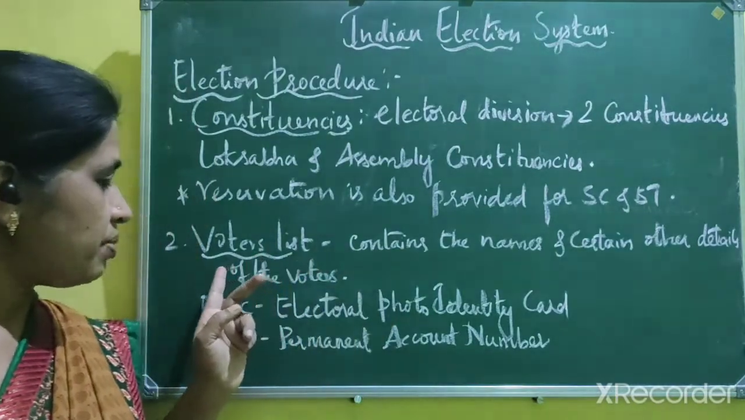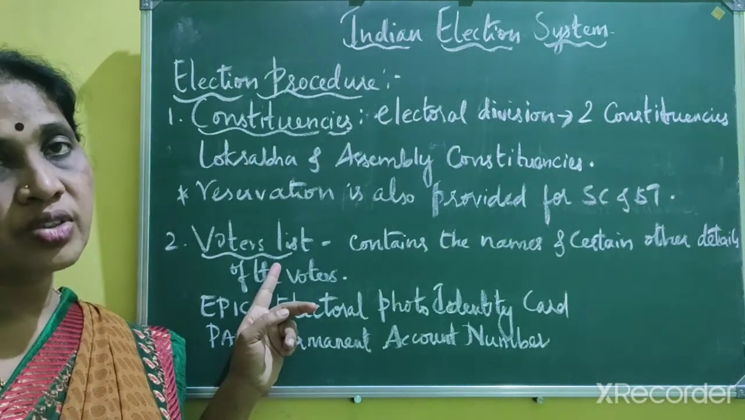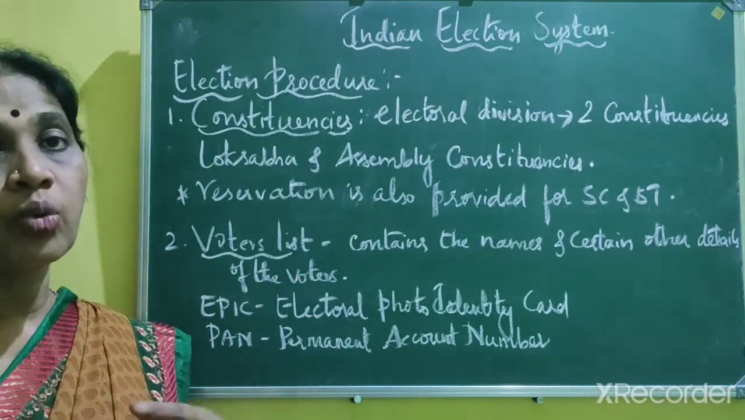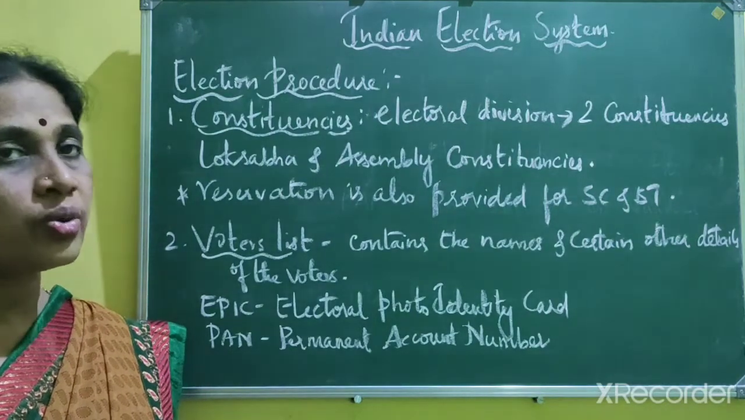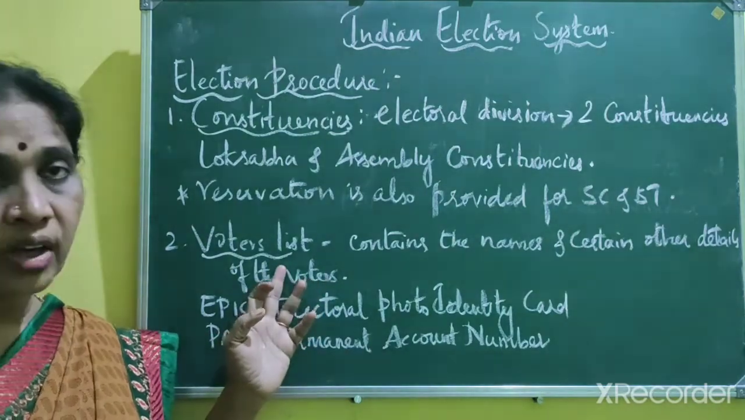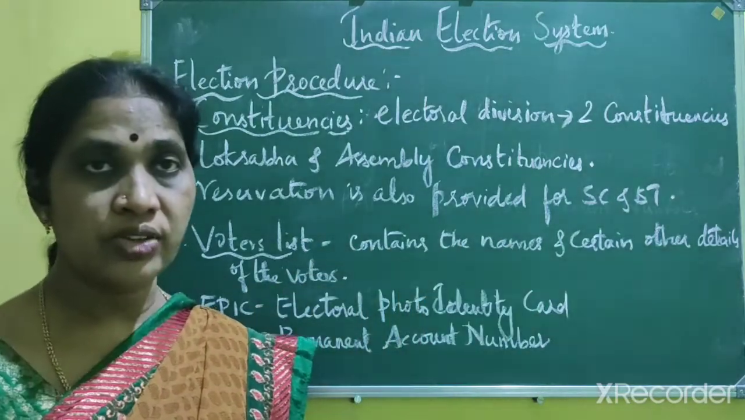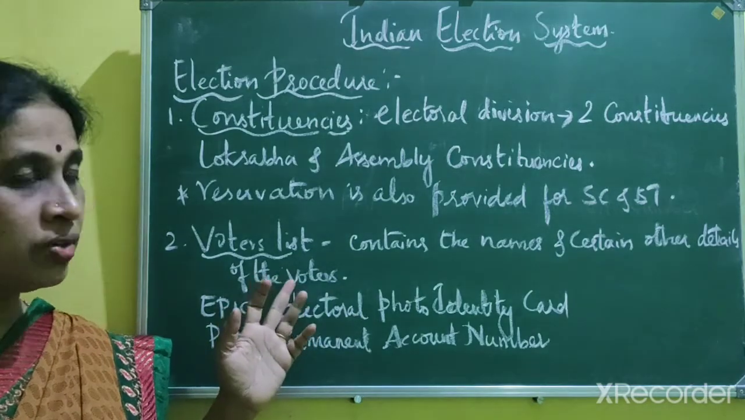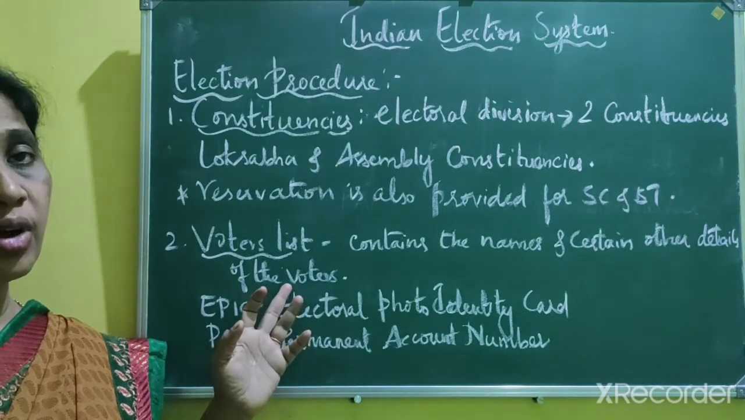The next step is the voters list. So what is this voters list? The voters list is the list which contains the names and other details of the voters. Who is the voter? The one who casts the vote. A person who has completed 18 years of age is considered a voter. This is also called the electoral roll. If an individual's name is registered in the electoral roll, you are competent to cast the vote.